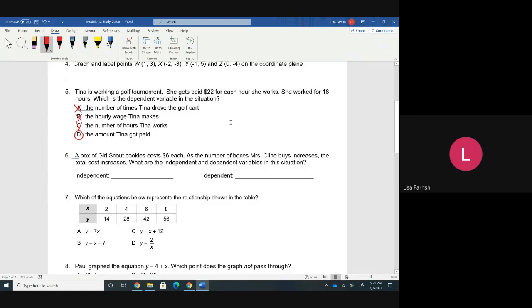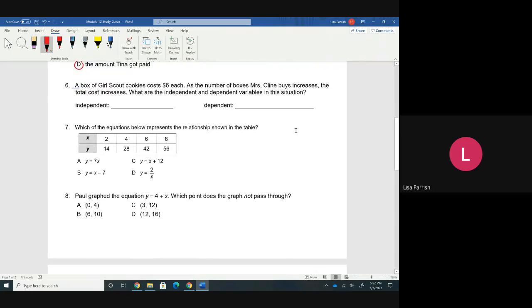Anytime you're dealing with a problem with money, the amount you spend, the amount you get paid, the amount you earn, that's going to be your dependent variable because that depends on something else. It depends, in this case, on how many hours she works. The more she works, the more she gets paid. The less she works, the less she gets paid. So her pay is your dependent variable because it depends on how many hours she worked.